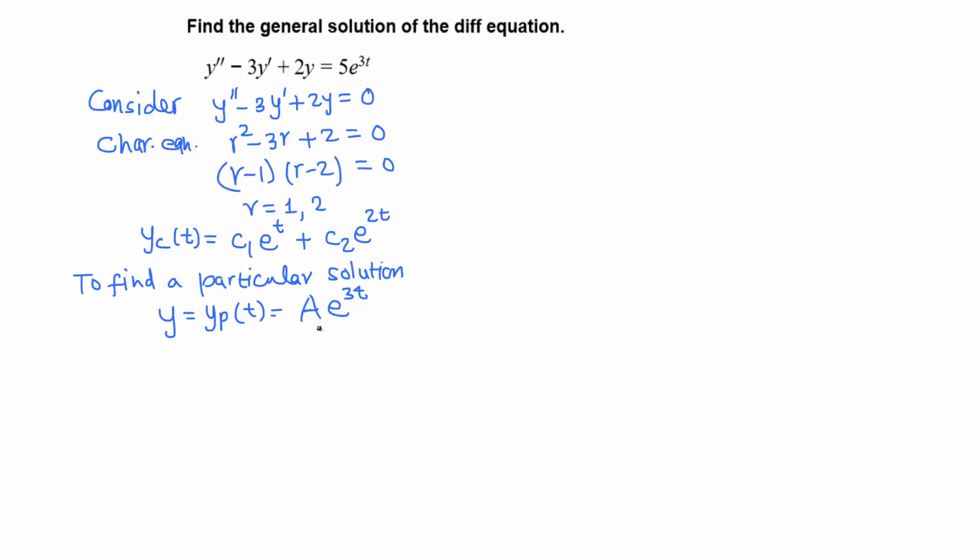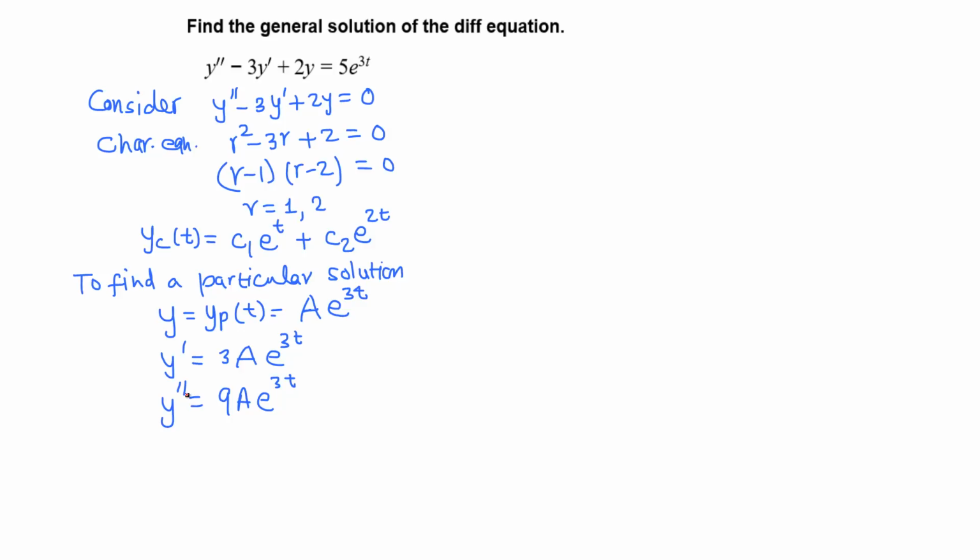That's our guess, and we need to determine the value of a. Now we want to plug y into this ordinary differential equation and determine a. So we need to find y prime and y double prime. The derivative is 3a e raised to 3t, and y double prime is 9a e raised to 3t. Now we want to plug these into the ODE.